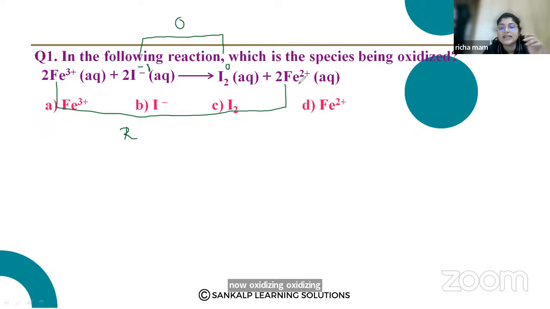So which is getting oxidized itself? Oxidizing means there will be loss of electron. Which is undergoing loss of electron? It is I minus. Yes, it is I minus. So option number B is the correct answer.